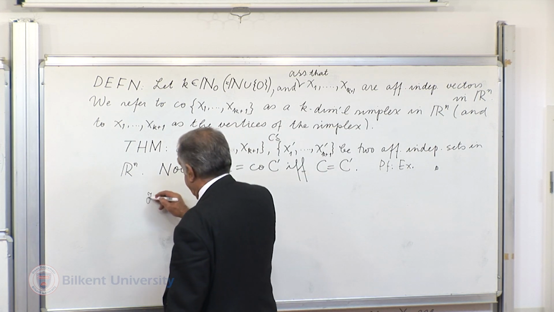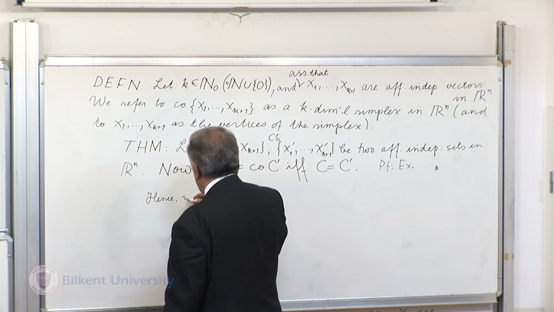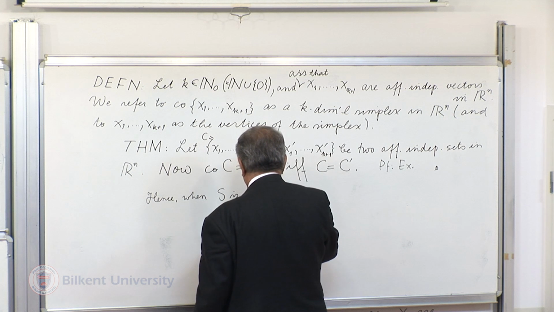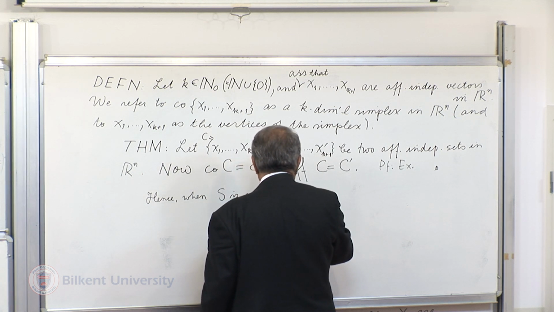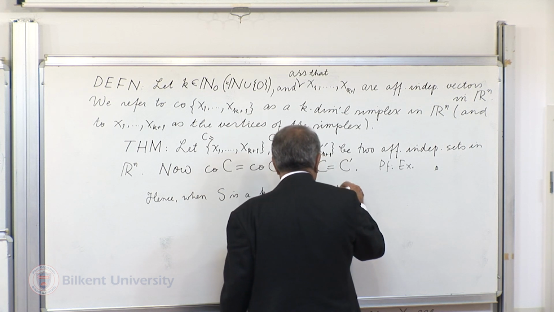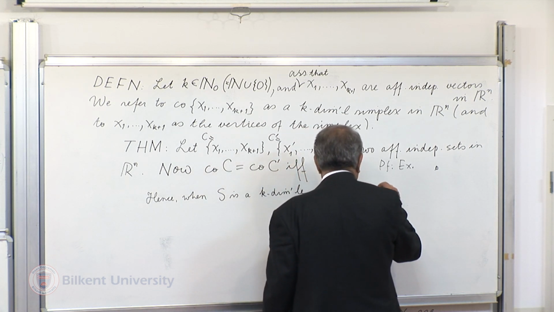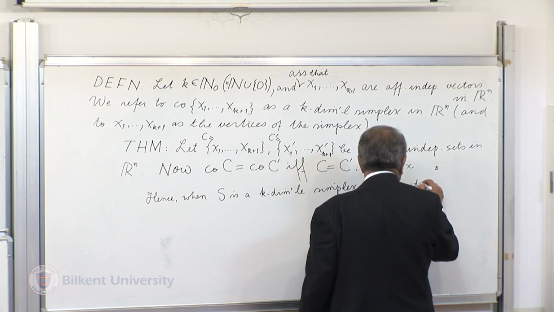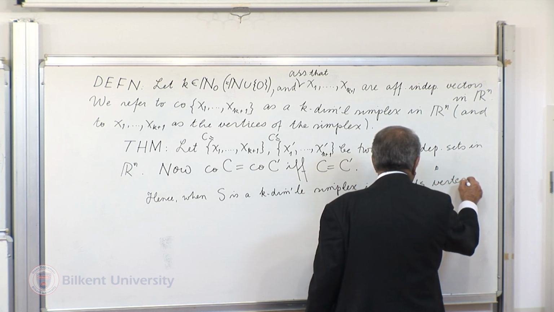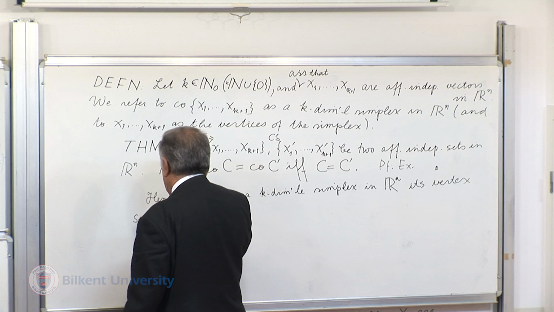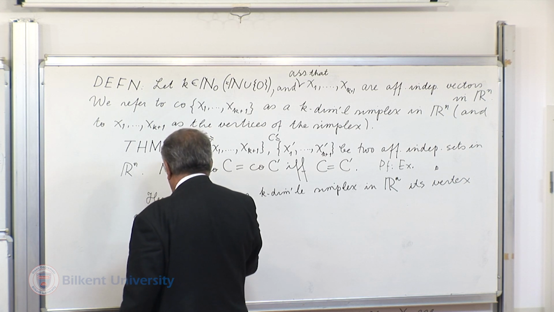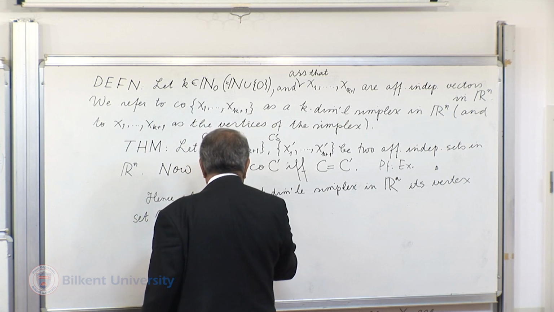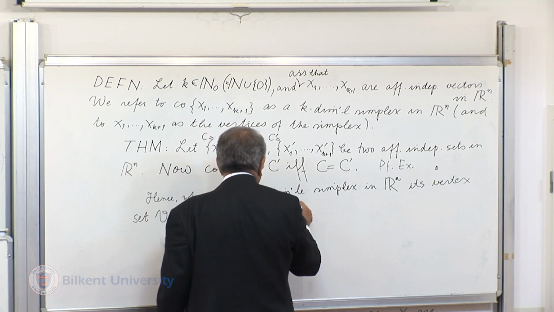Hence, when S is a k-dimensional simplex in Rn, its vertex set, and we will denote it by V of S equal to x1 up to xk plus 1, is uniquely determined.